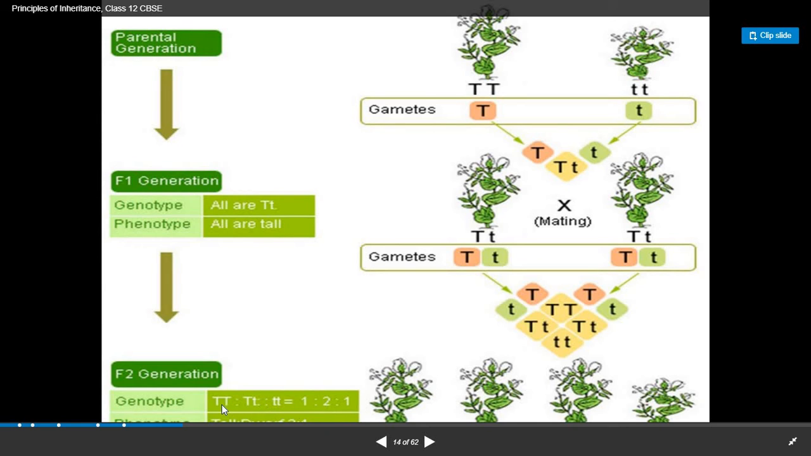Genotype means this capital T is of one plant, then capital T small t is at two places. Here you can see in the two yellow boxes there are two plants, and in one box small t is present. So here the genotype is 1:2:1 and the phenotype is 3:1.